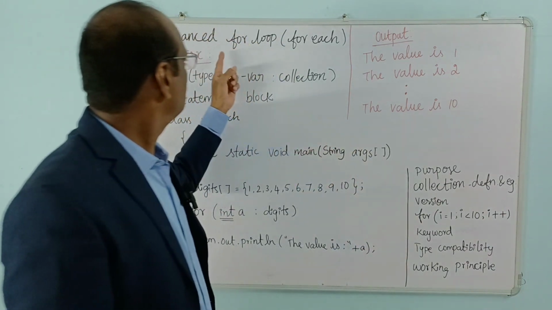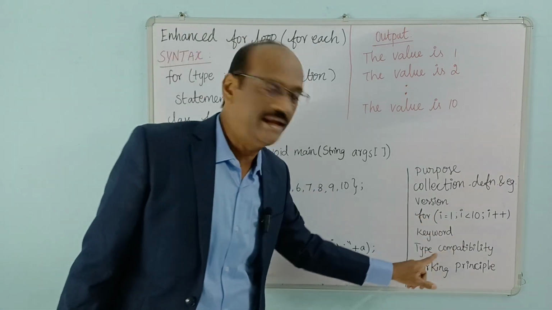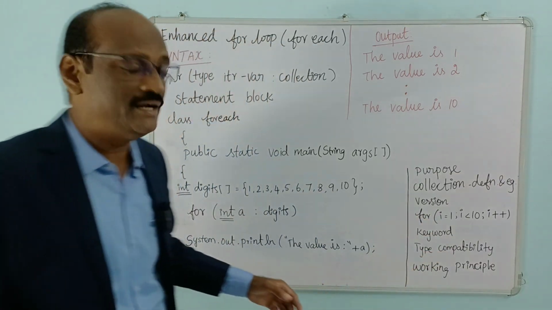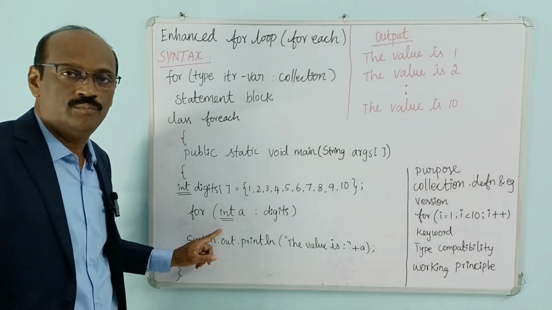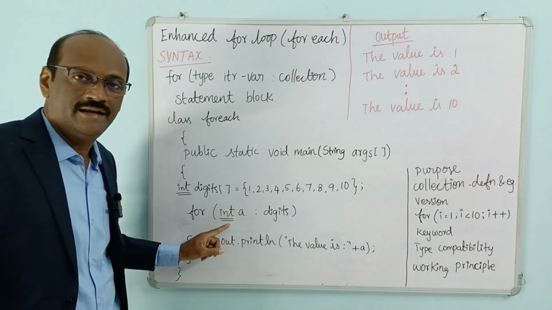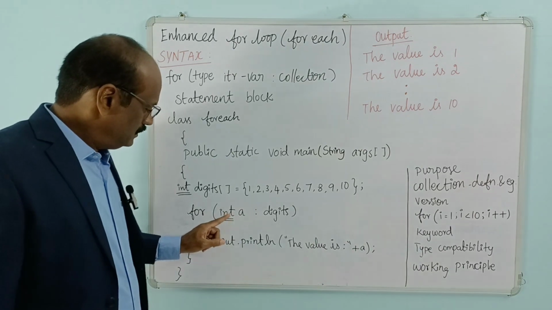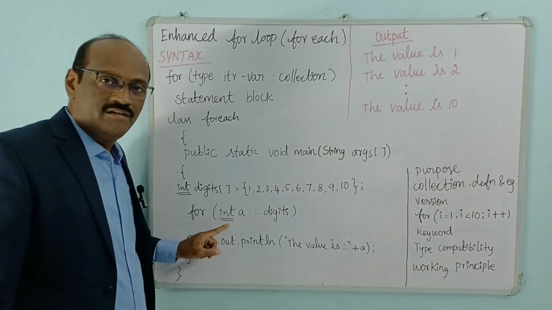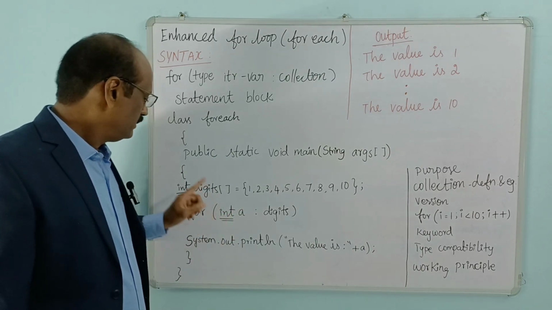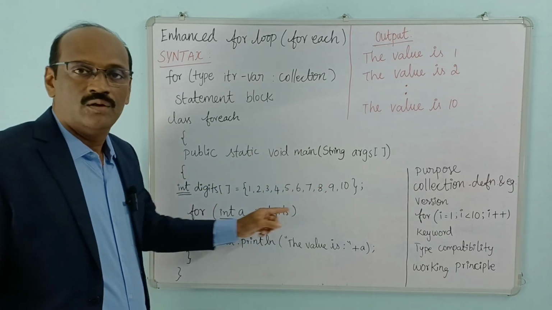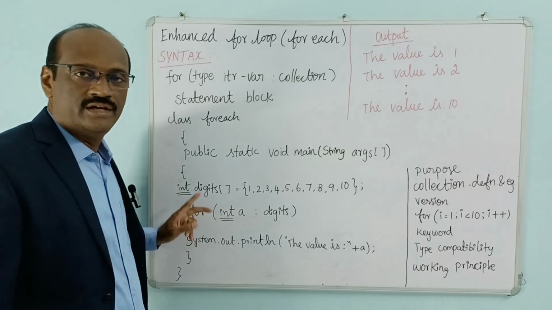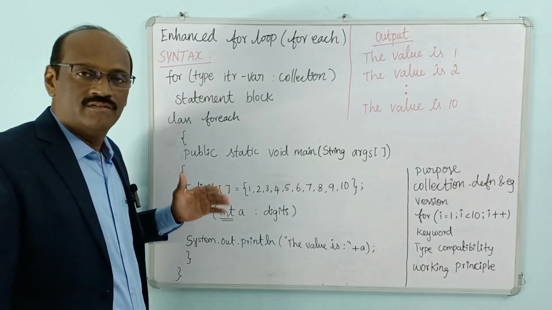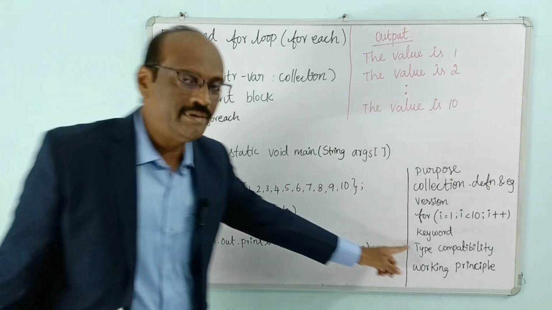So when we implement the enhanced for loop, we have to maintain the type compatibility. What do you mean by type compatibility? Here I'm using the enhanced for loop with an iterative variable. The data type of the iterative variable is integer. Here I'm using one array. The data type of the array is also integer. So by the way, we are maintaining the type compatibility.